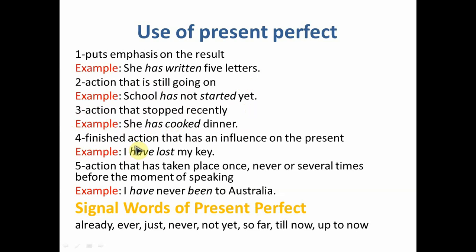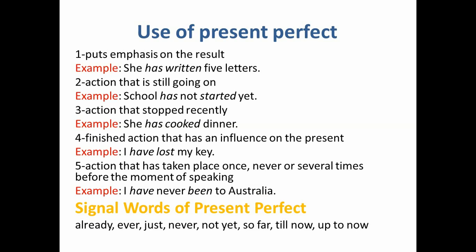Number 4, finished action that has an influence on the present. For example, I have lost my key and I can't find it. So here I use the present perfect tense. Number 5, action that has taken place once, never, or several times before the moment of speaking. For example, I have never been to Australia.